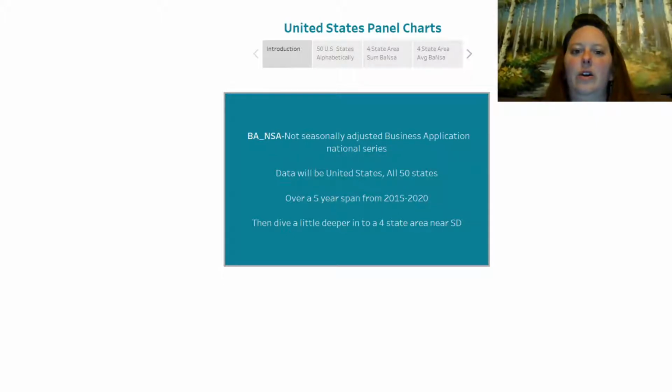For this demonstration, we're going to use open source data that we pulled from the Census website. Specifically, we're going to look at the BA-NSA. Now, what does that mean? From the Census site, we came across a definition of not seasonally adjusted business application national series.